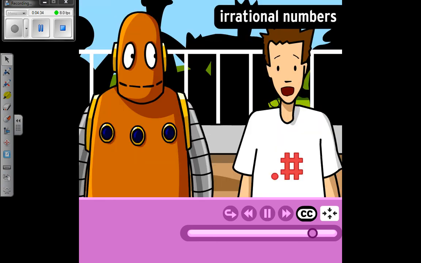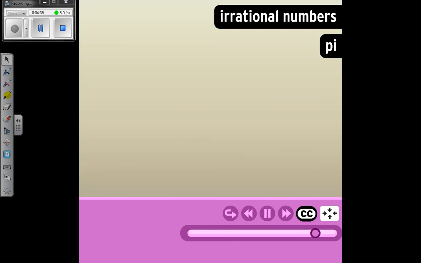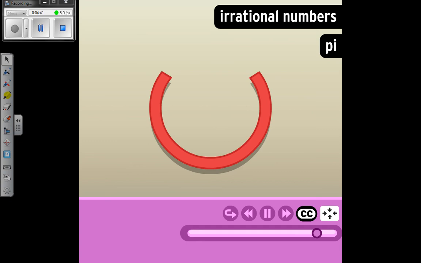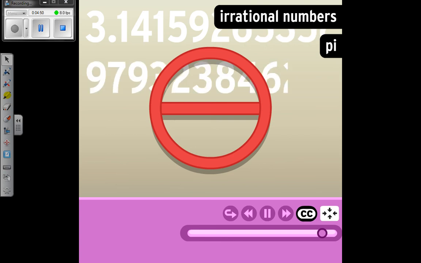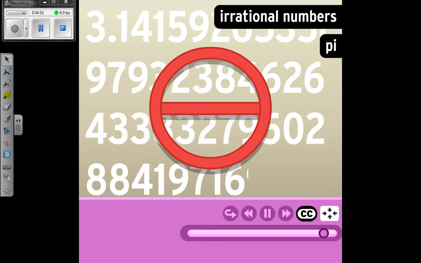But some decimals, called irrational numbers, don't end or repeat. One example is pi, which is the ratio of the circumference of a circle to its diameter. Pi starts off 3.14159, and then it keeps going for so long that scientists have found millions of its decimals without any repeating pattern.